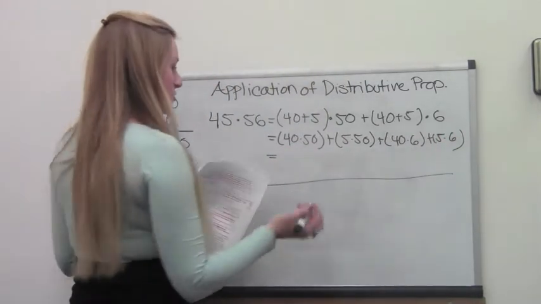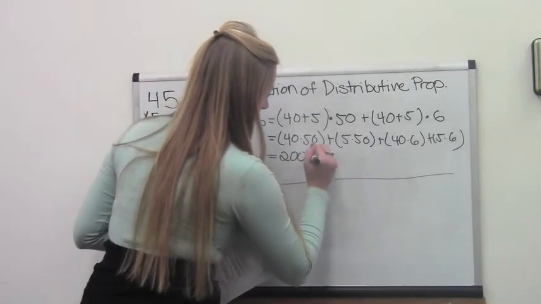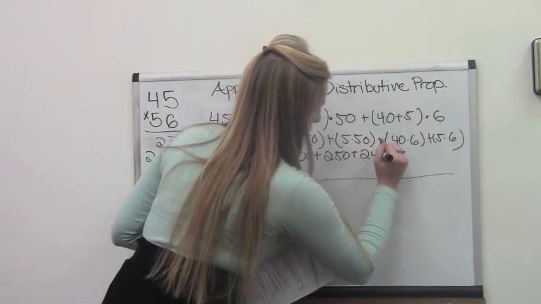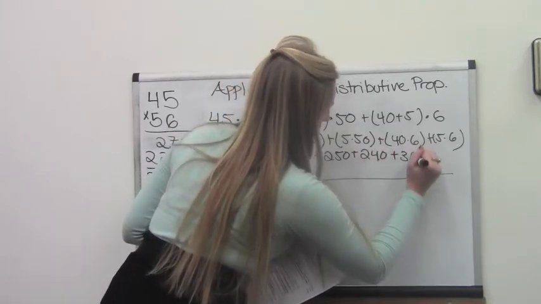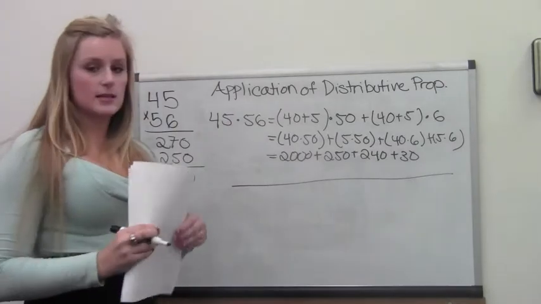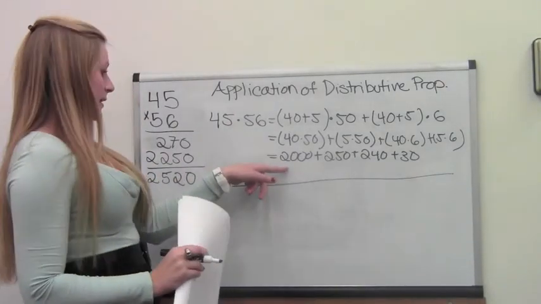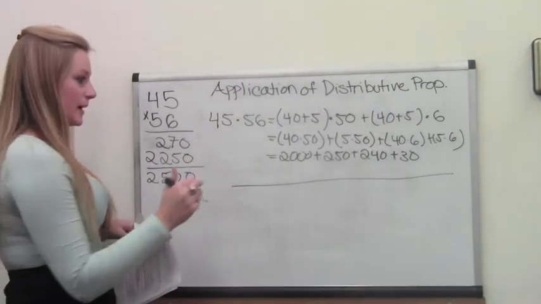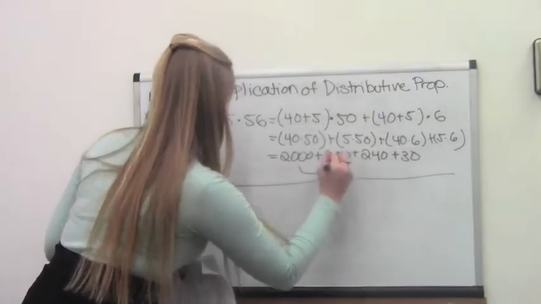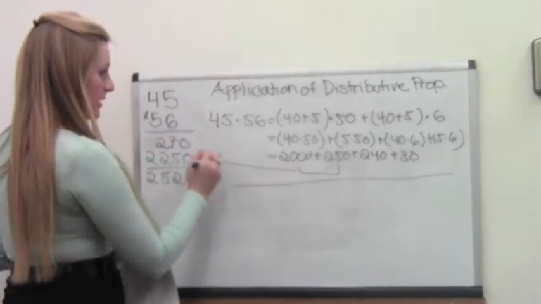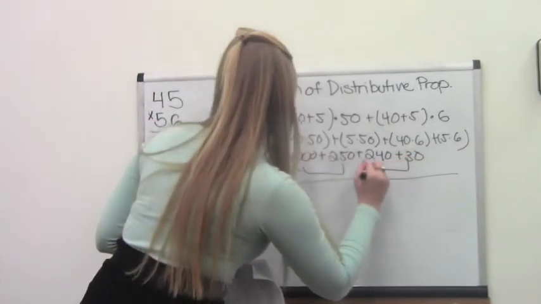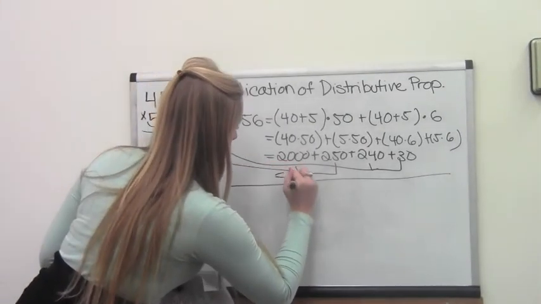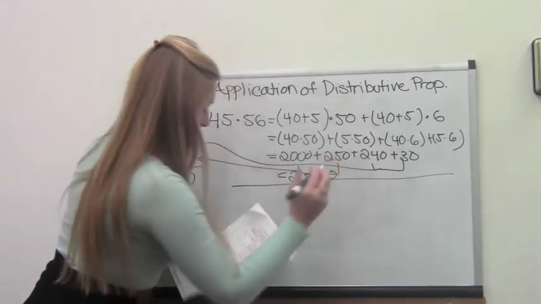Multiplying all these out individually will give us 2,000 plus 250 plus 240 plus 30. And we should be able to see that applying the distributive property here gives us, in fact, the same values that we added during the carrying method of vertical multiplication. We can see that these two terms are essentially what's represented here, and these two over here, giving us the same final product of 2,520.